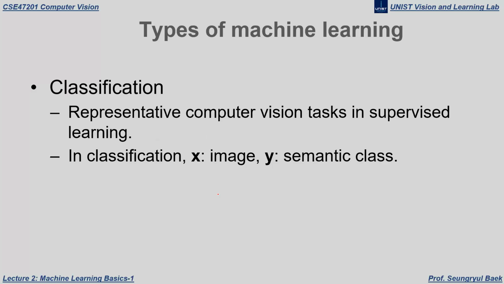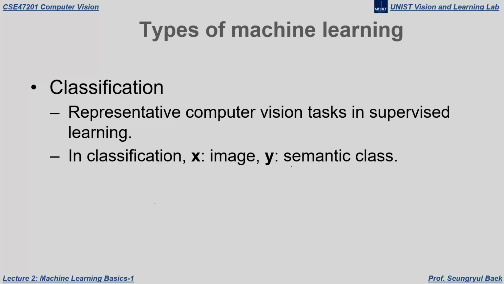I will first explain about classification. As in the image class, you may remember image classification, right? This is a representative computer vision task. Especially image classification, that is a representative computer vision task, okay? And that is a popular task in supervised learning, okay?